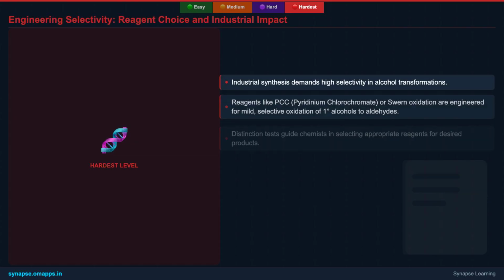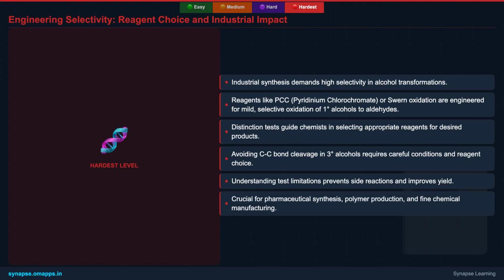In industrial and research settings, the ability to distinguish and selectively react with different alcohol types is crucial. For instance, in pharmaceutical synthesis, converting a primary alcohol to an aldehyde without further oxidation requires highly selective reagents like PCC or Swern oxidation. Understanding the limitations of each test, such as solubility issues in the Lucas test or potential C-to-C bond cleavage during strong oxidation, guides chemists in choosing the most appropriate method for specific synthetic goals and ensuring product purity and yield. This engineering insight is key to successful chemical processes.